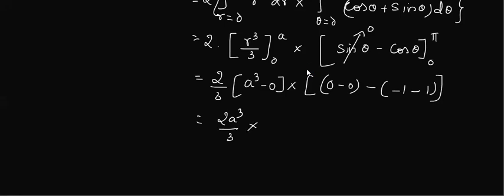Can anybody tell me what is the value of this? This is minus 1 minus 1, minus 2, into minus, into 2. So altogether the answer is 2 twos are 4, a cube by 3. This is the value of the line integral. Okay. If you do it again by keeping it in terms of Cartesian coordinates x and y, there also you would get the same answer. If you are really interested, you can go according to that and try to get the same answer.